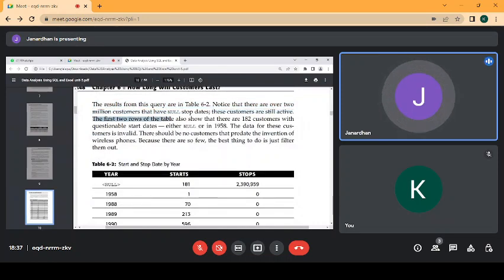The first two rows of the table show that there are 182 customers with questionable start dates, either null or in 1958, yielding 181 plus 1, 182 customers. The date for these customers is invalid. There should be no customers that predate the invention of wireless phones. Because there are so few, the best thing to do is just filter them out.